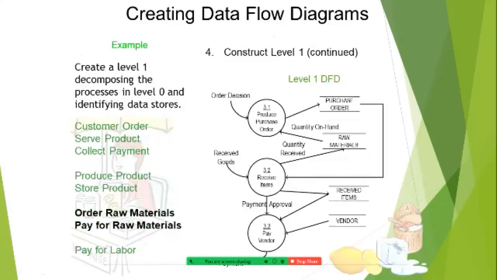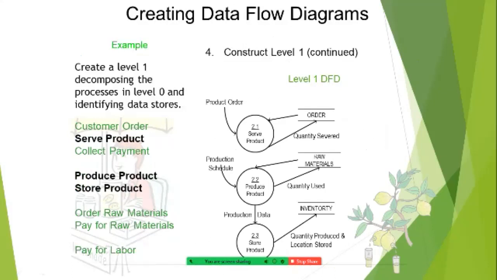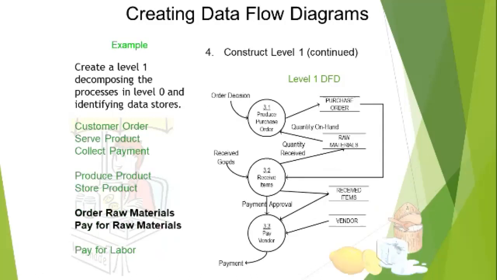Construct level 1 continued. Here, the example is to create a level 1 diagram decomposing the processes in level 0 and identifying data stores: customer order, serve product, collect payment, produce product, store product, order raw material, pay for raw material and pay for labor. This is a diagrammatic representation.